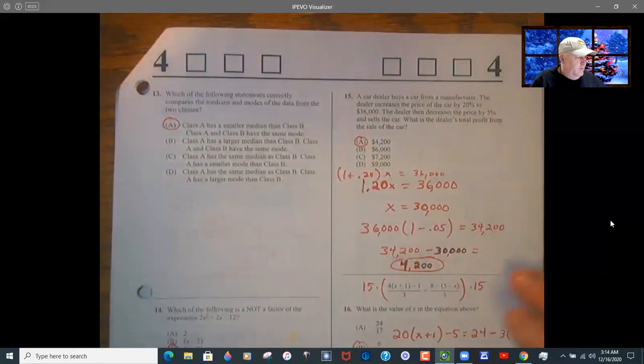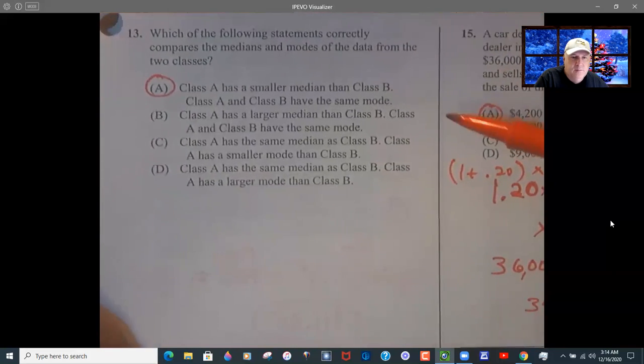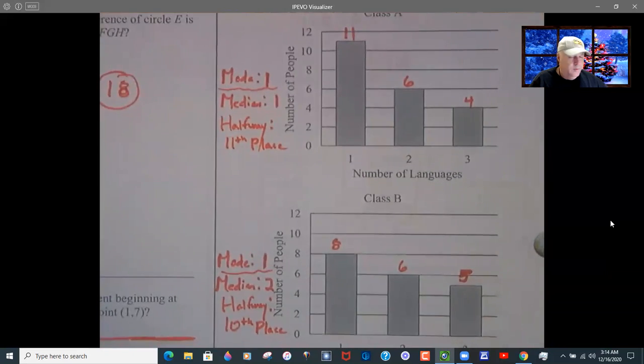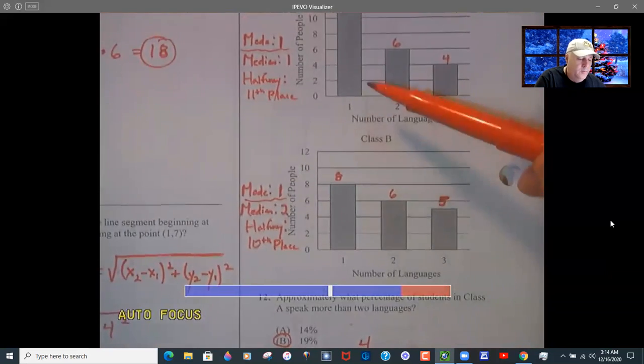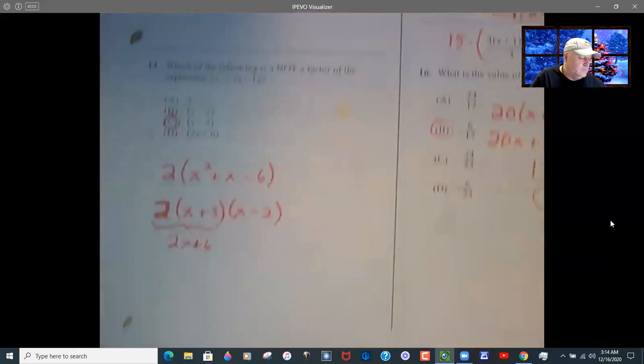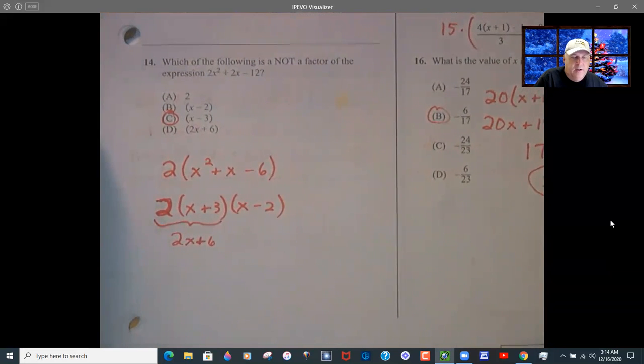So which one of these, and this is hard because you have to analyze all of that. Class A has a smaller median. There, that's enough. It has a smaller median, and then A and B have the same mode. So the mode is the number, the most repeated. So the most repeated one is 1 in both. 1 is repeated 11 times, 1 is repeated 8 times. So A on that.